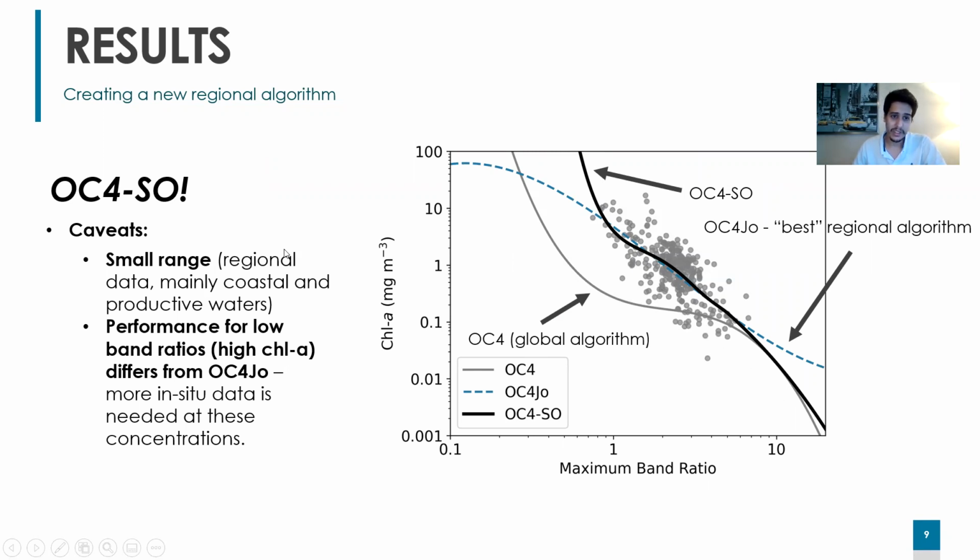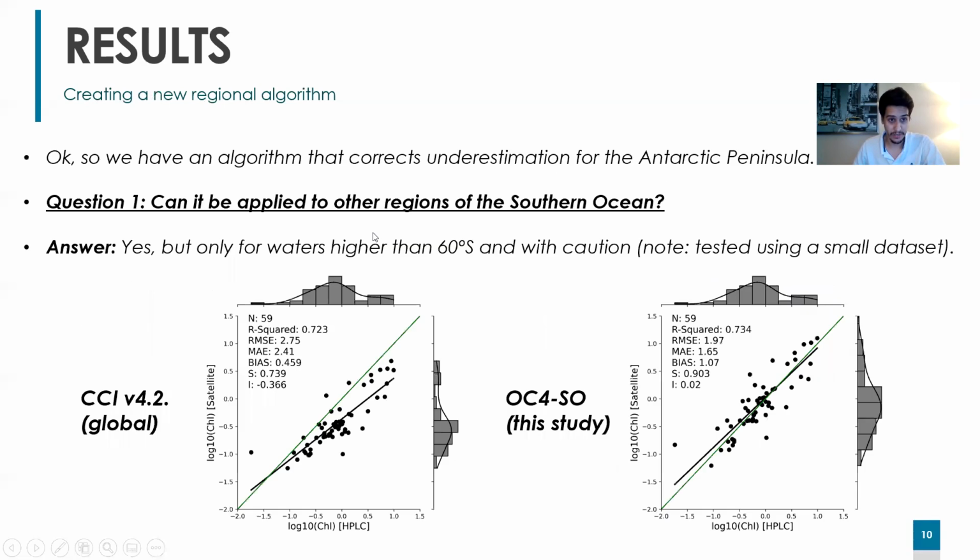There are a few caveats. For instance, we use a small range of data since we use only mainly coastal and productive waters, and we have to be careful with the performance for very high in-situ chlorophyll A waters, since we need more data, particularly at these high chlorophyll A concentrations.